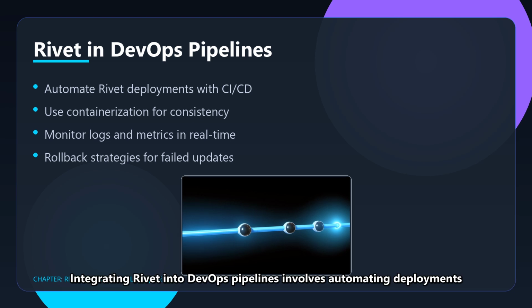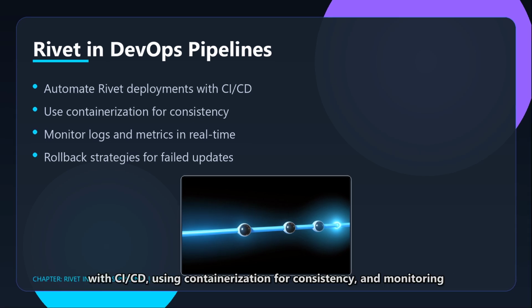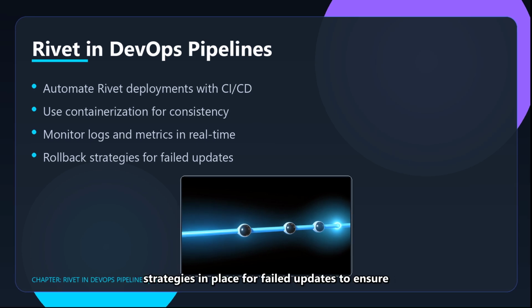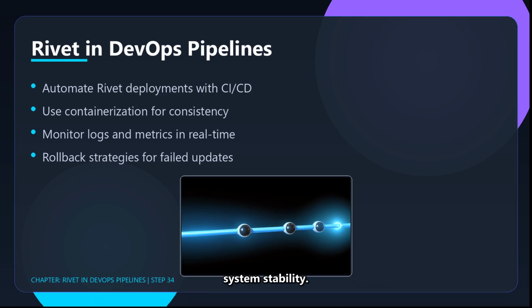Integrating Rivet into DevOps pipelines involves automating deployments with CI/CD, using containerization for consistency, and monitoring logs and metrics in real time. Always have rollback strategies in place for failed updates to ensure system stability.